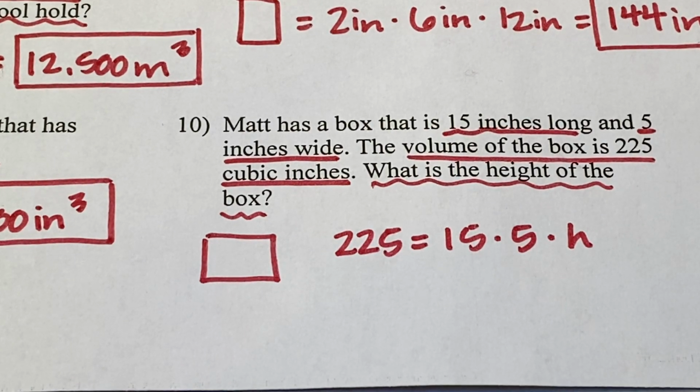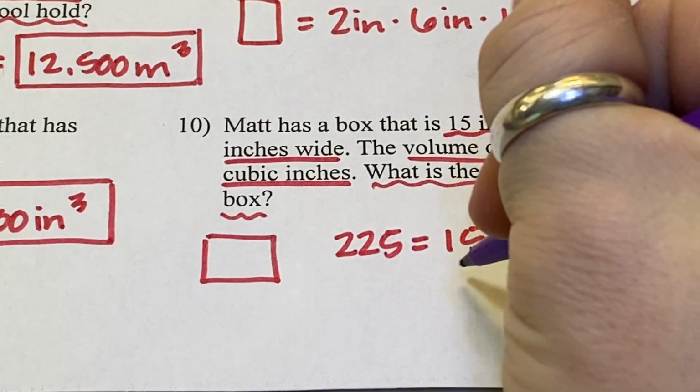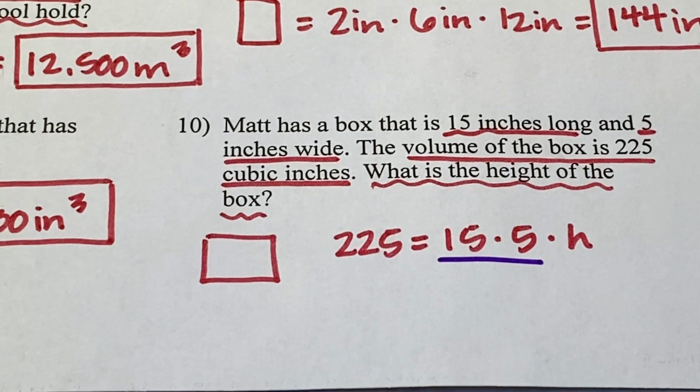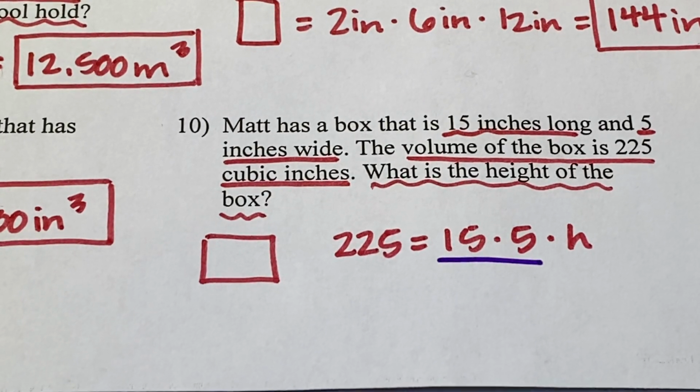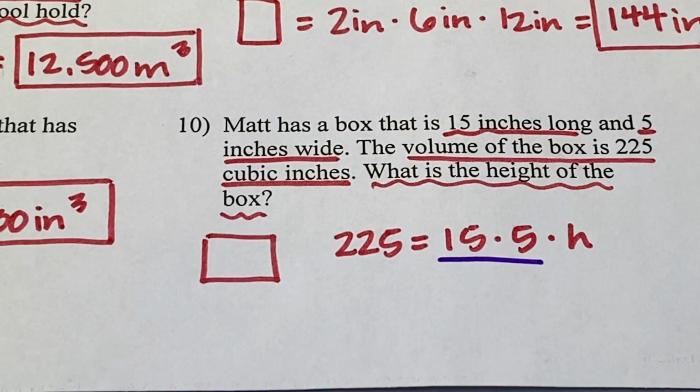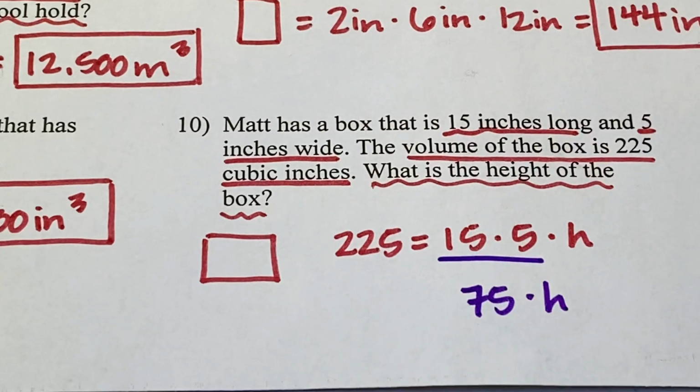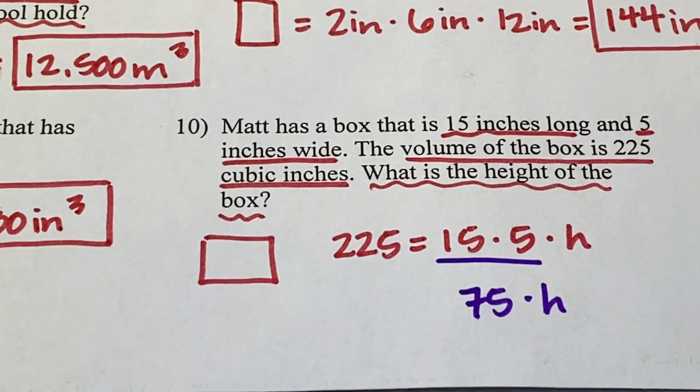You guys have been solving equations with me since you were little baby freshmen. This 15 times 5, let's combine those together. What's that going to turn into? 15 times 5 is 75. So it's 75 times height. We combine those to make it a little easier on ourselves.